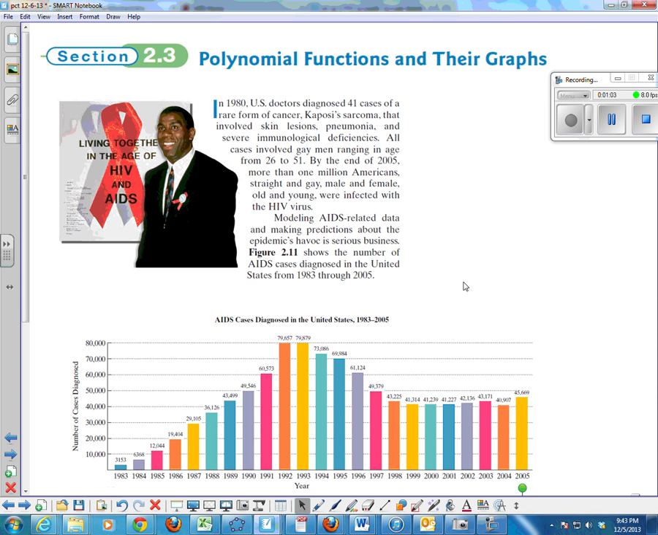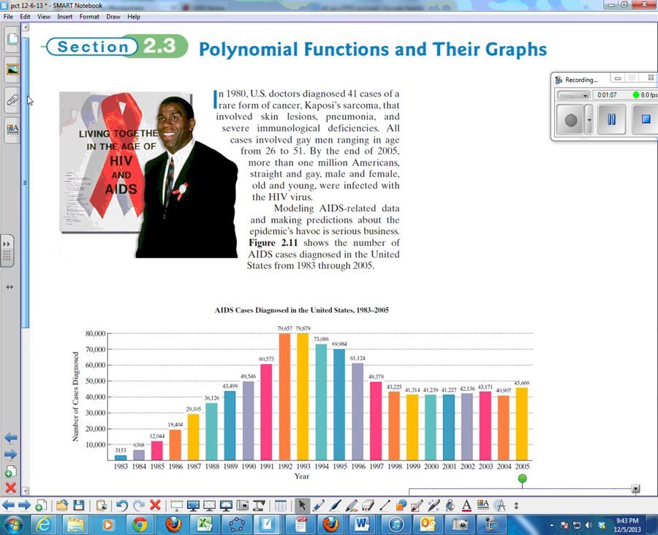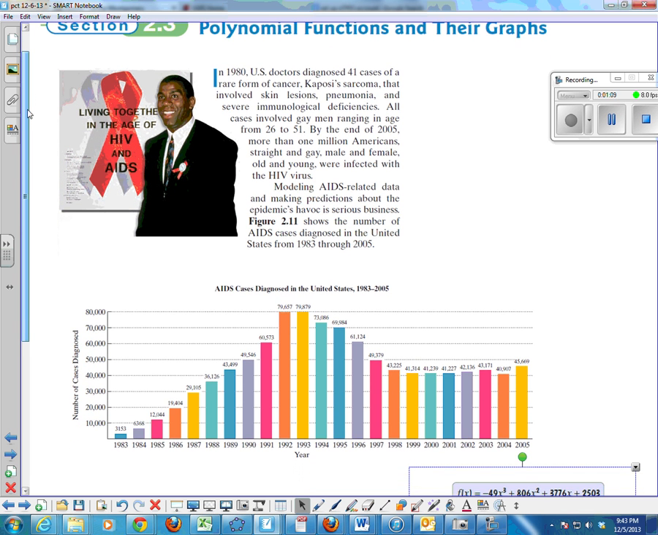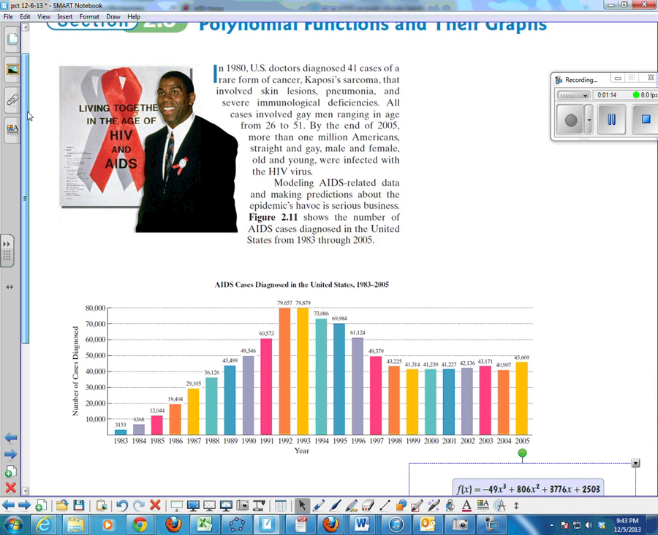Section 2.3 is about polynomial functions and their graphs. You can go ahead and read over this. Pause when you are finished. You can go ahead and hit play again.